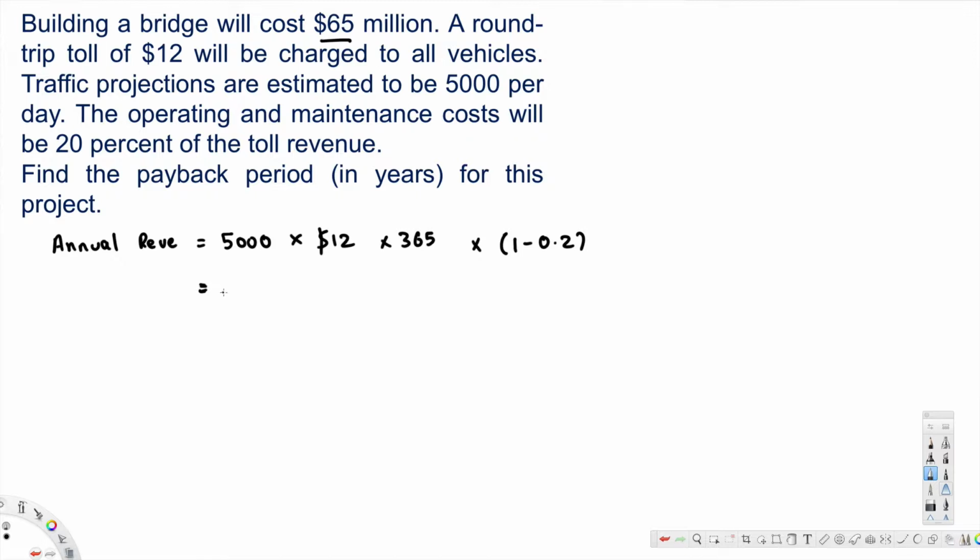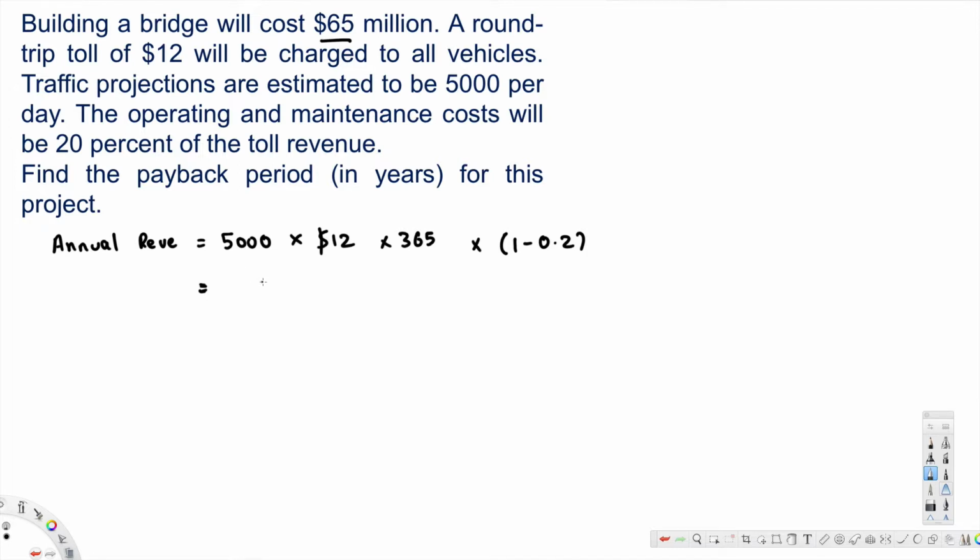5,000 times 12 times 3.65 times 0.8 is 175,200. Alexa, multiply that one by 10. This might answer your question. 1 times 10 is 10. Did that answer your question? No. Thanks for your feedback.